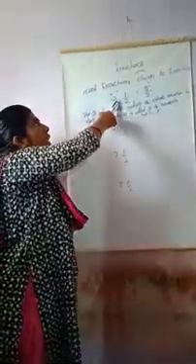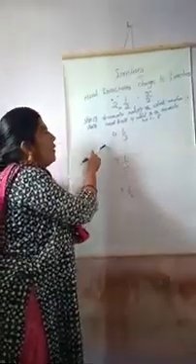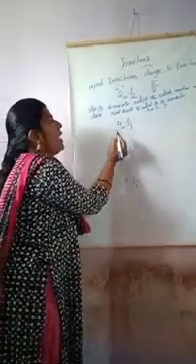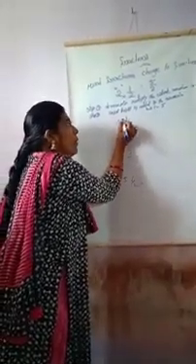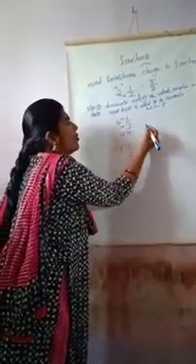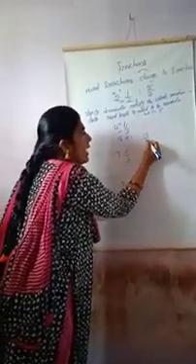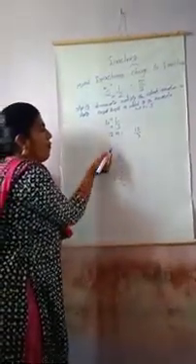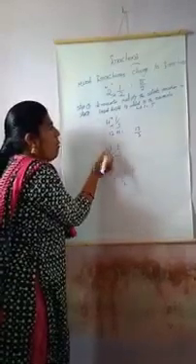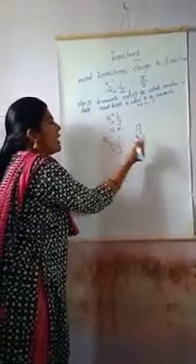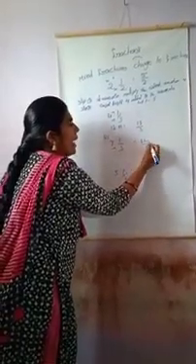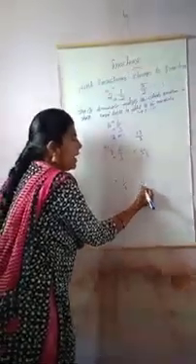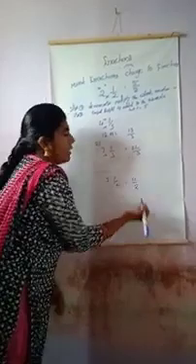Is it clear? Another example. First step, multiplying: 4 into 3, how much? 12. Second step, 12 plus 1 is 13. So 13 by 3. Another example: 7 3s are 21. 21 plus 1 is 22, so 22 by 3. Next, 5 2s are 10. 10 plus 1 is 11, so 11 by 2. Is it clear?